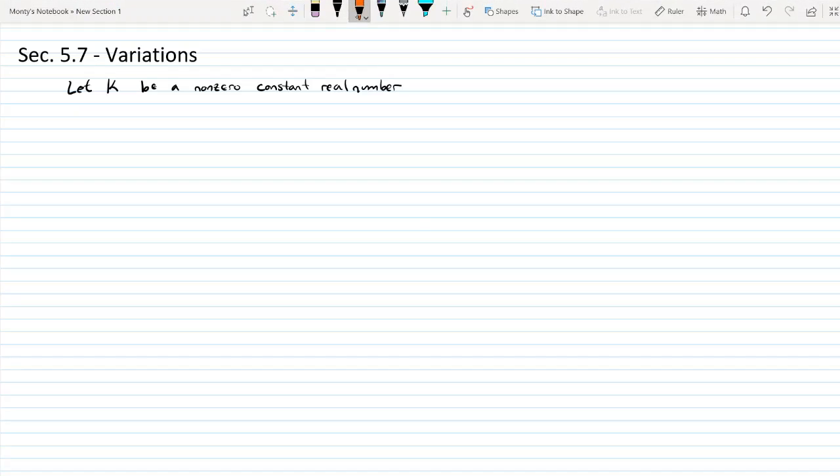This variable k is going to show up in both types of variations we're going to talk about, and it has a special name. It is the constant of variation. So now that we have our k defined, let's define the first type of variation. This is known as direct variation.